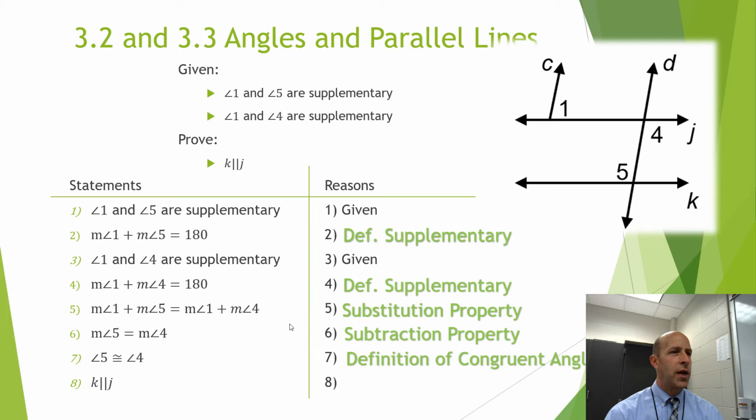And finally, we can conclude that line K is parallel to line J because of the converse of the alternate interior angles theorem. Angles 4 and 5 are alternate interior angles with a transversal of D, and since they are congruent from step 7, we can conclude that lines J and K are parallel.